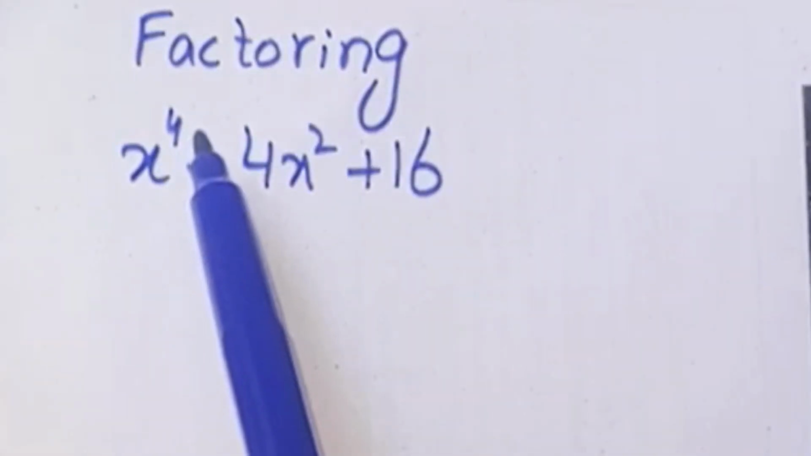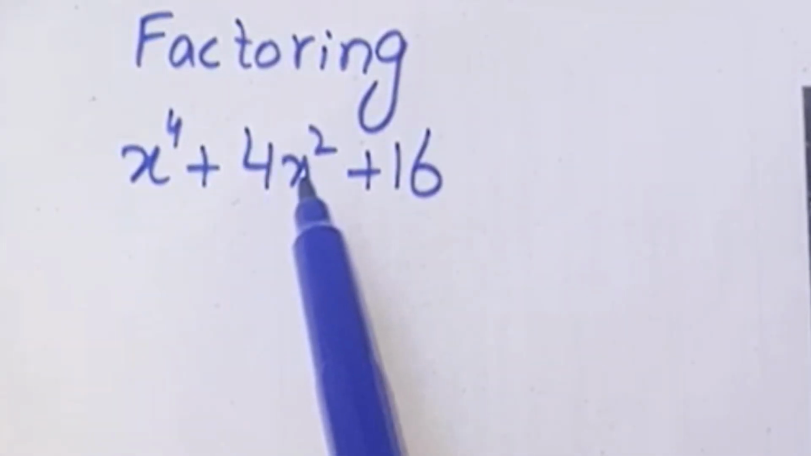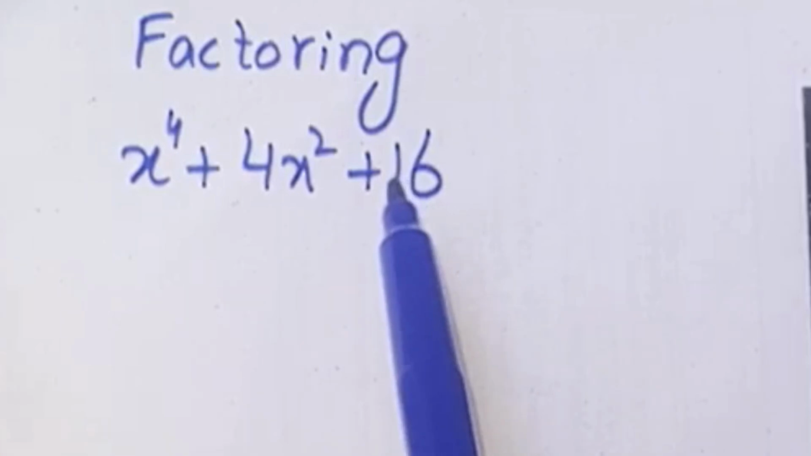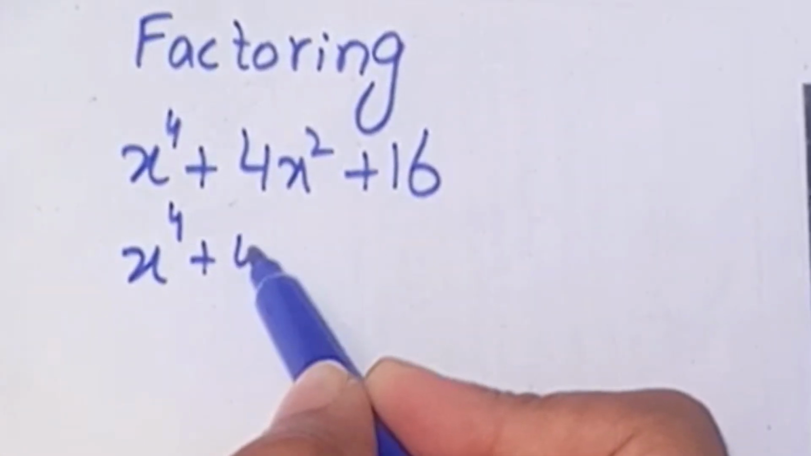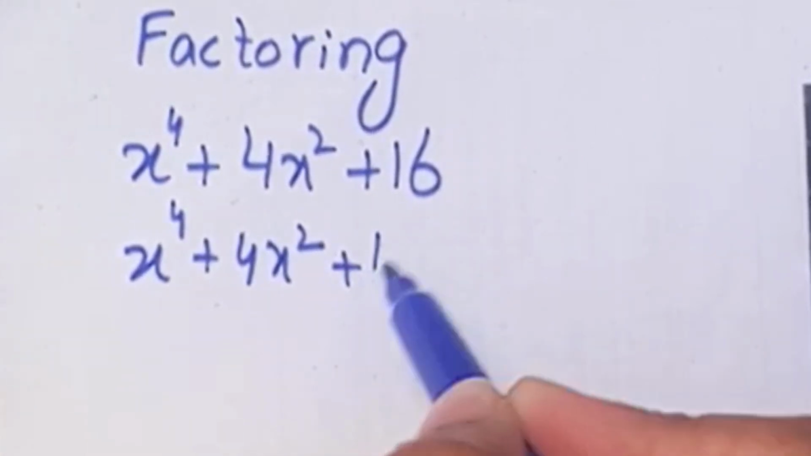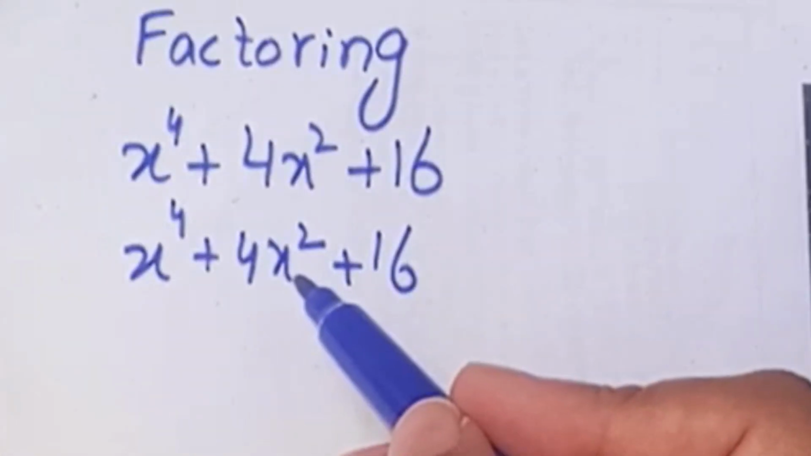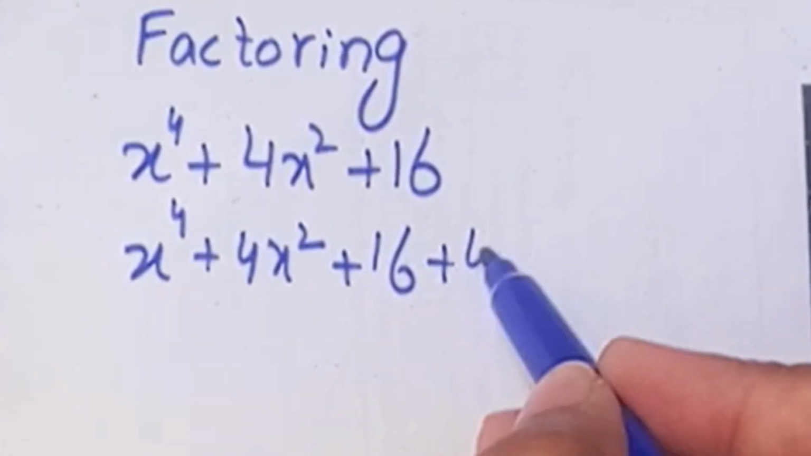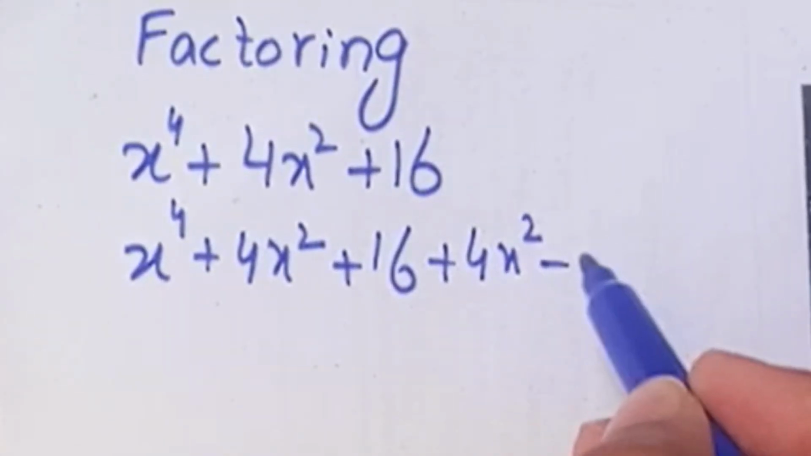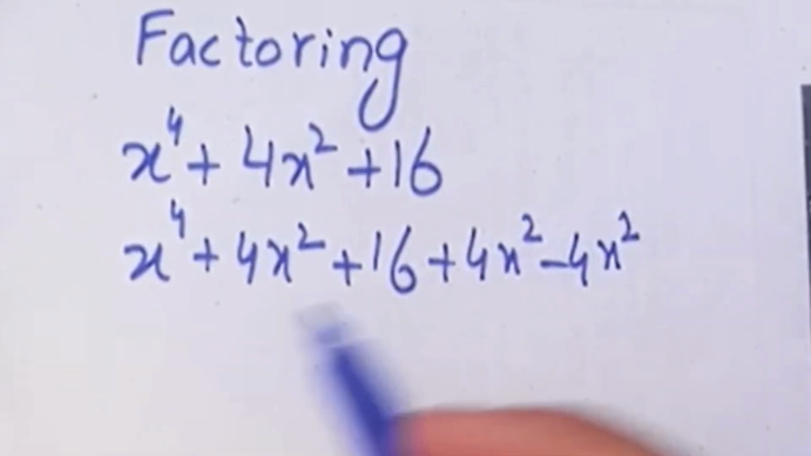Factoring x raised to the power 4 plus 4 times x square plus 16. So this is x raised to the power 4 plus 4 times x square plus 16. Add 4 times x square and subtract 4 times x square. So add 4 times x square and also subtract 4 times x square.